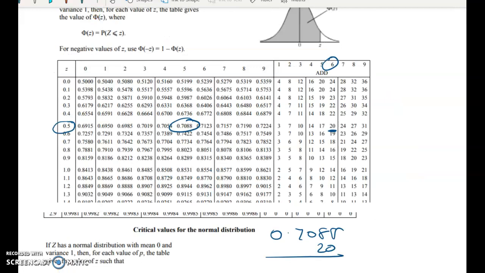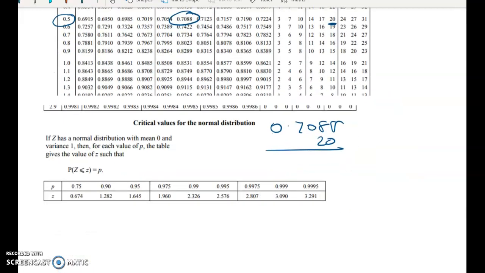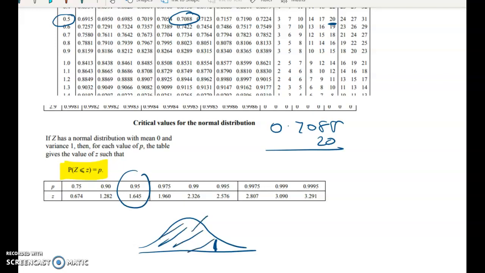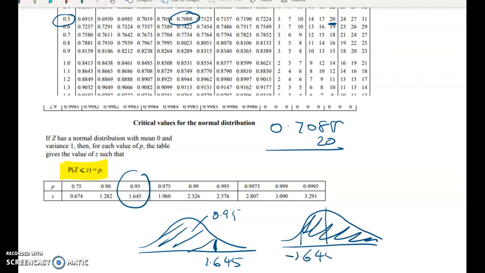So looking at our normal table, there's a really useful bit down the bottom for when we've got common values. The probability that Z is less than a number is equal to P. So if we draw this picture out, working at this end, we've got a 95% probability of being below 1.645. So what we want is 95% probability of being above that number, and by symmetry that's going to give us a z value of negative 1.645.